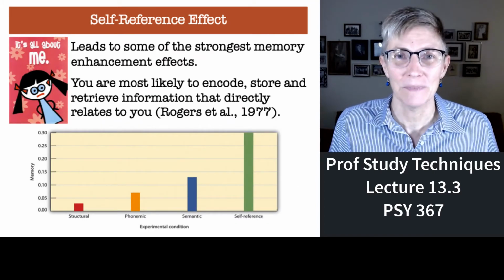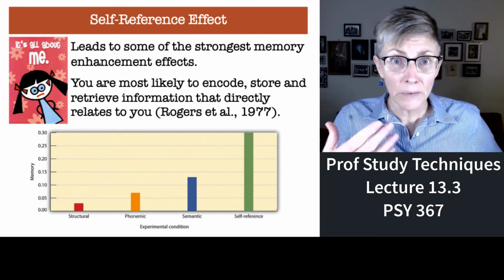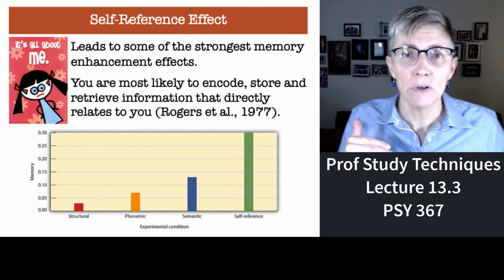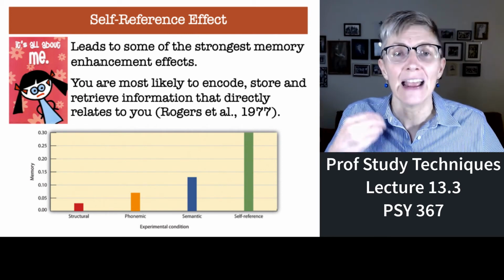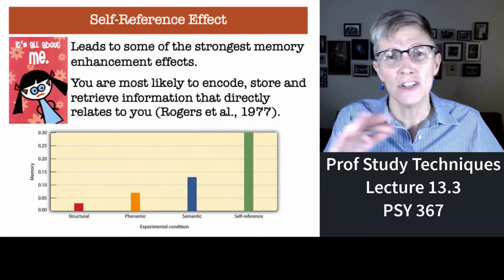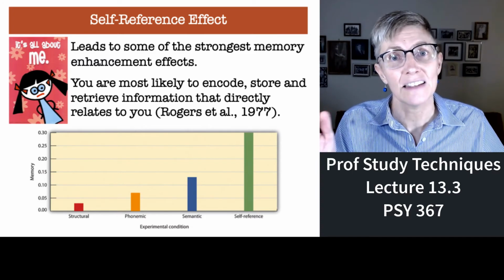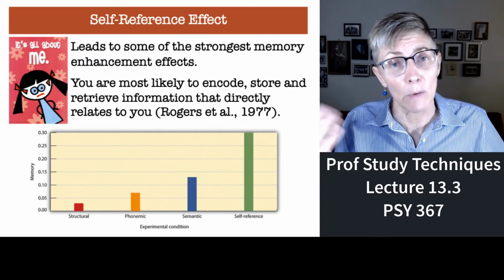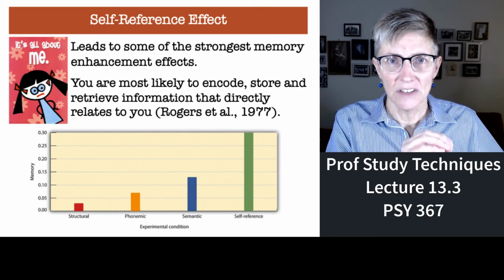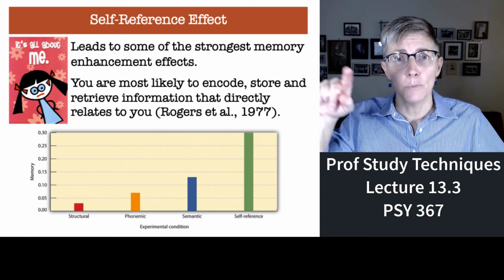Here's another one, the last one from this segment, the self-reference effect. Now, I already told you about levels of processing, right? Your ability to remember a list of words depends on how deeply you think about each of those words. Do you just look at the structure of the word? Does it have a capital letter? Are you looking at the sound of the words, thinking about what it rhymes with? Or are you thinking about the meaning of the words? Does it fit in a particular sentence? And each of those things improves memory.